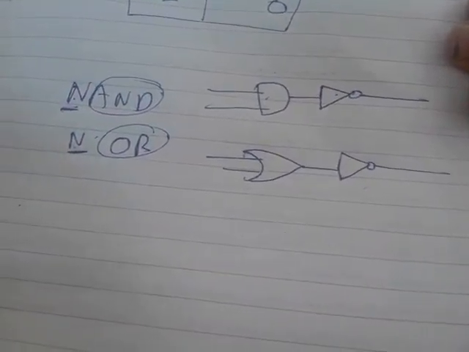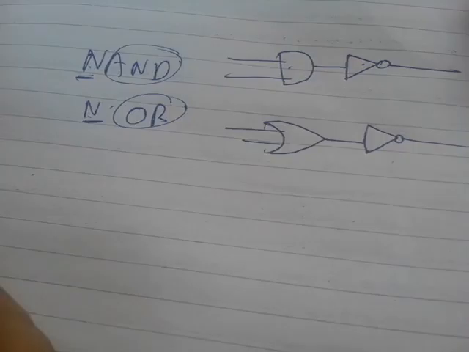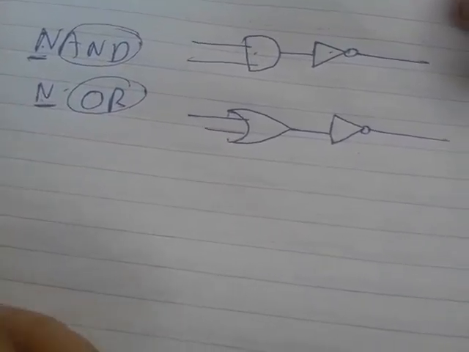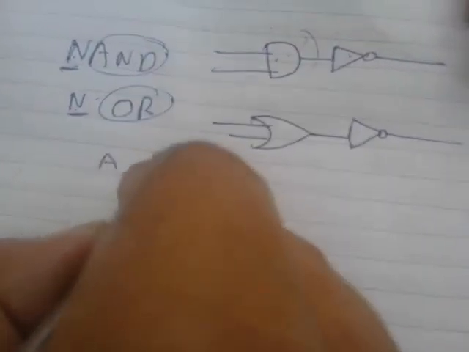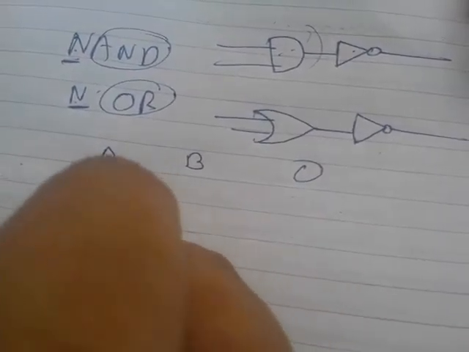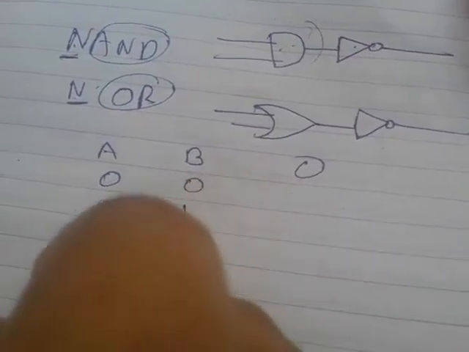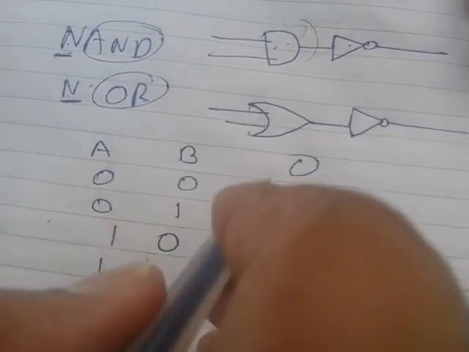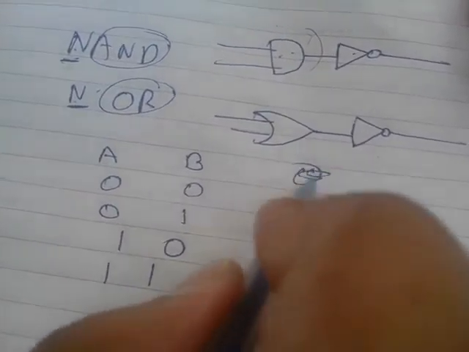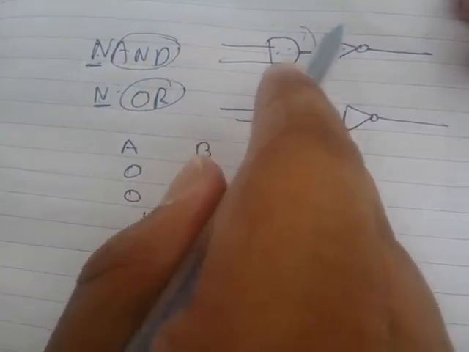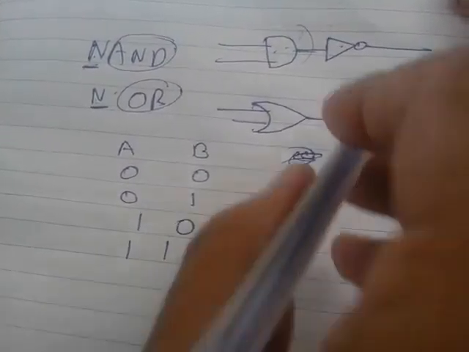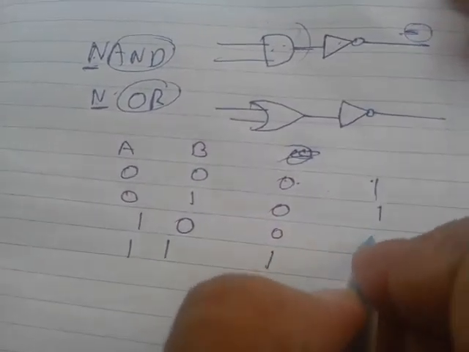If you try to derive the truth table, it's pretty obvious. Like, I'm going to help you. For the AND gate, if A, B are inputs and O is the output, for 0 0, 0 1, 1 0 and 1 1, the output is 0 0 0 1. After this there is an inverter, so the outputs get inverted. The outputs now become 1 1 1 0. This is the truth table of our NAND gate.